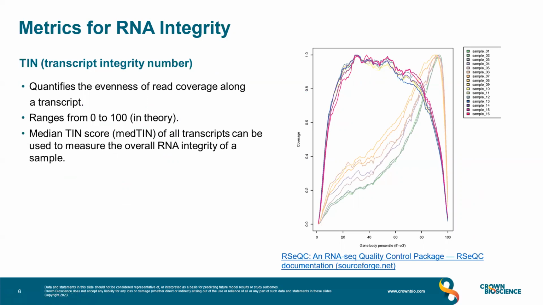For each individual transcript, TIN uses an algorithm based on Shannon's entropy to quantify how uniform the sequencing reads are distributed along the length of the transcript. In theory, the value of TIN can range from 0 to 100, with 100 representing perfectly uniform read coverage and 0 the opposite. In practice, though, since perfectly uniform read coverage is not possible, even for samples with high quality, the value of TIN never really reaches 100. We can then take the median of the TIN scores of all the transcripts and use the median TIN score as a metric to measure the overall RNA integrity of a sample.